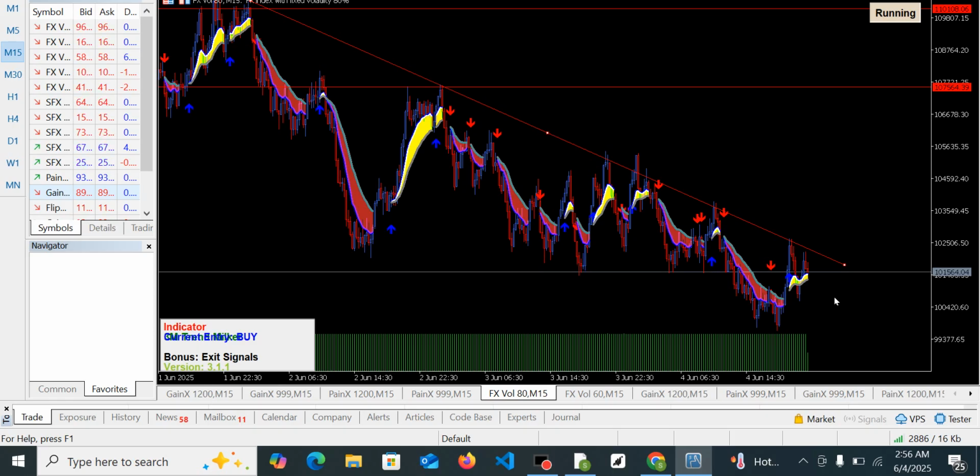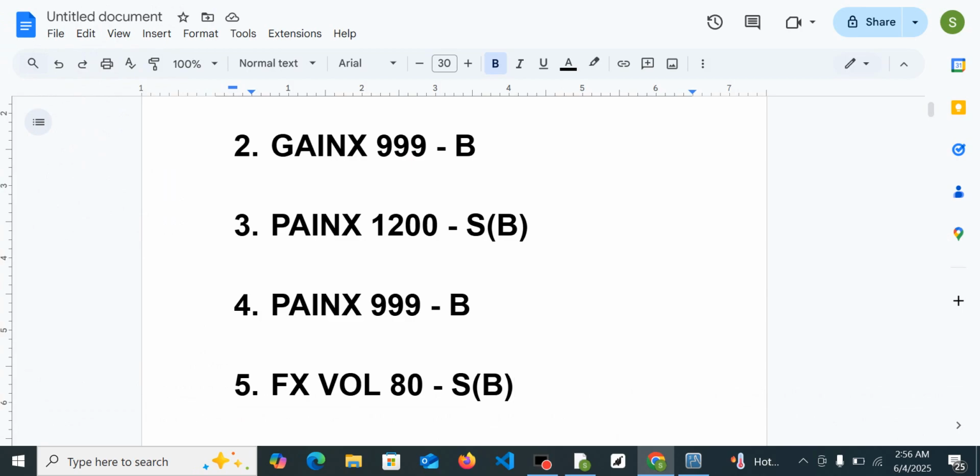Guys, these are all that we are able to come up with tonight. All you just need to do is understand every part of the analysis and apply them carefully whenever you're trading.